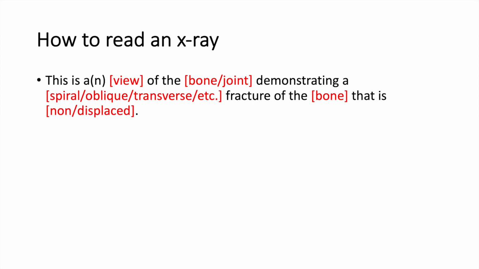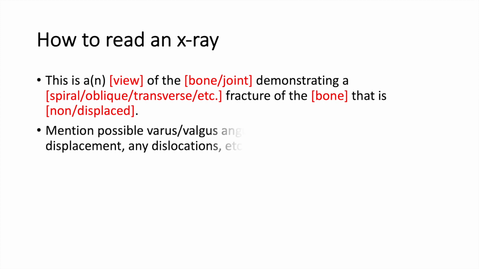And we're going to go over how to read an x-ray first. This is your template right here. You're going to say this is an AP, lateral, mortise view, oblique of the ankle, radial shaft, etc., demonstrating a spiral, oblique, or transverse fracture that is displaced or non-displaced. We're also going to look at any angulation you see, so any varus or valgus, along with any dorsal or volar displacement. And if you see a dislocation, you should change your read. Instead of saying it's a fracture, you're going to say it's a fracture dislocation.